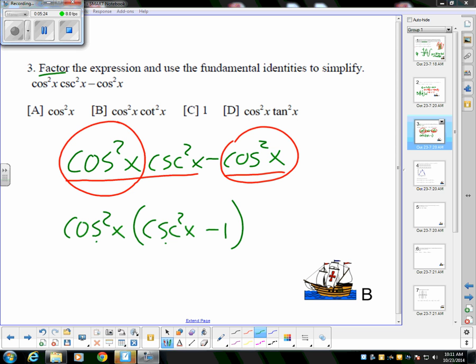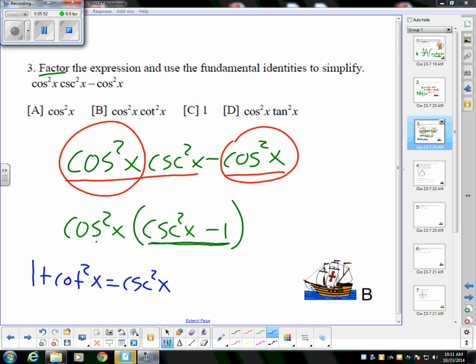Let's focus on this part right here. Remember I told you that when you have a squared and a 1 with your trig stuff, go to your Pythagorean identities and see if you can do something with that. We have a Pythagorean identity that says 1 plus cotangent squared of x is equal to cosecant squared of x.